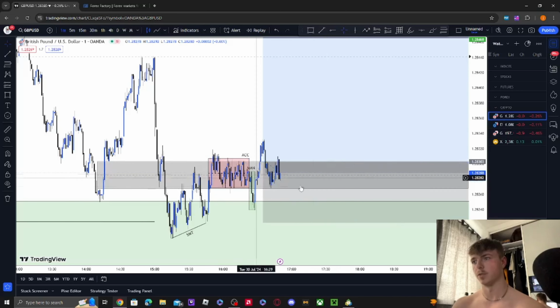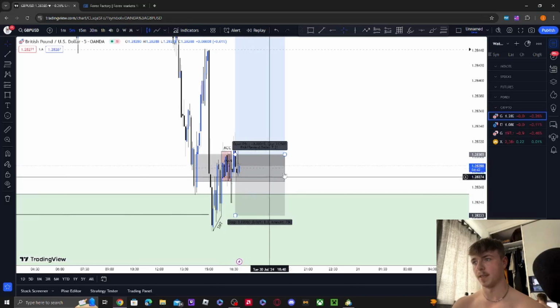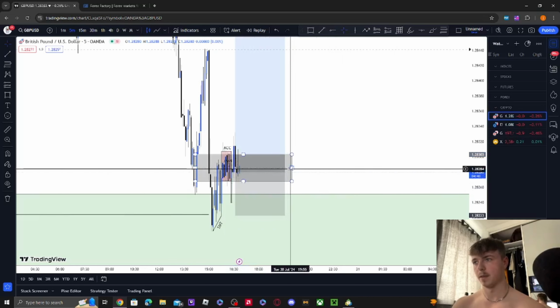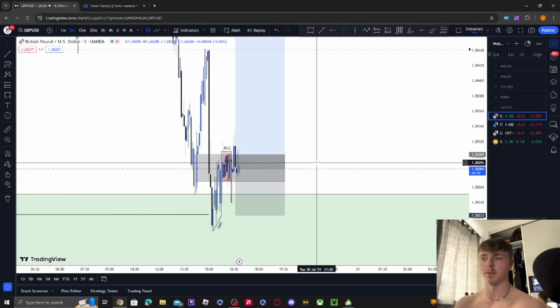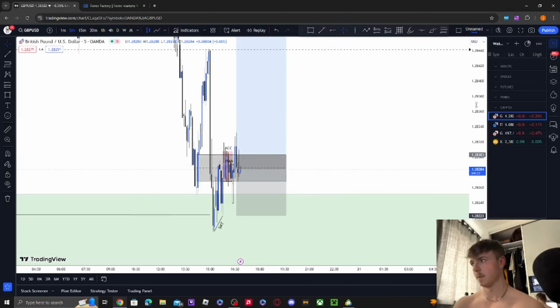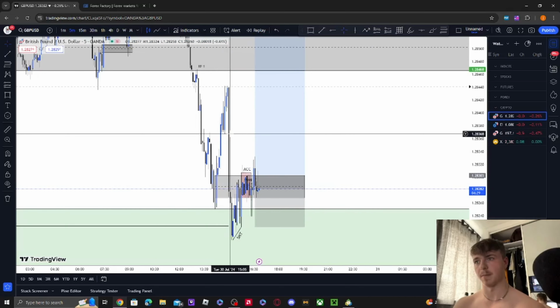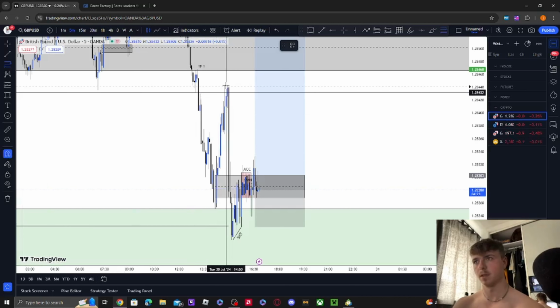Alright, so just as long as on the 5 minute we hold this gap, this BPR, I think is what it's called. As long as we hold this BPR, I think we will, or at least alright. But you see this massive imbalance from news. Let's just see where.